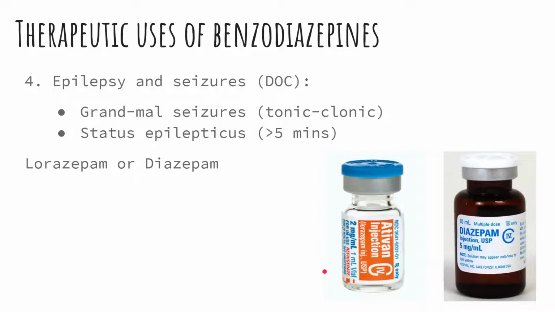The fourth use of benzodiazepines is in epilepsy and in seizures. As a matter of fact, they are the drug of choice for epilepsy and seizures. They are very widely used nowadays. Specifically, we use them for grand mal seizures, اللي هم tonic-clonic seizures. This is another name for them.